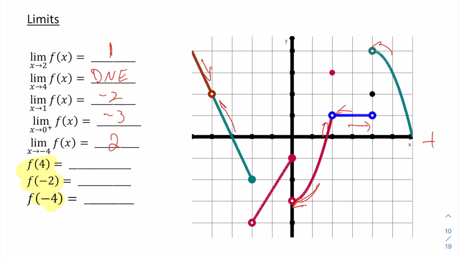When we say f of 4, we're going to get 2, because that is the value the function is actually at. At -2, we're going to take where the solid dot is. So that's going to be -2 at that value. When we talk about -4, there's no value right there. So f of -4 is undefined. We do not have a value for that.